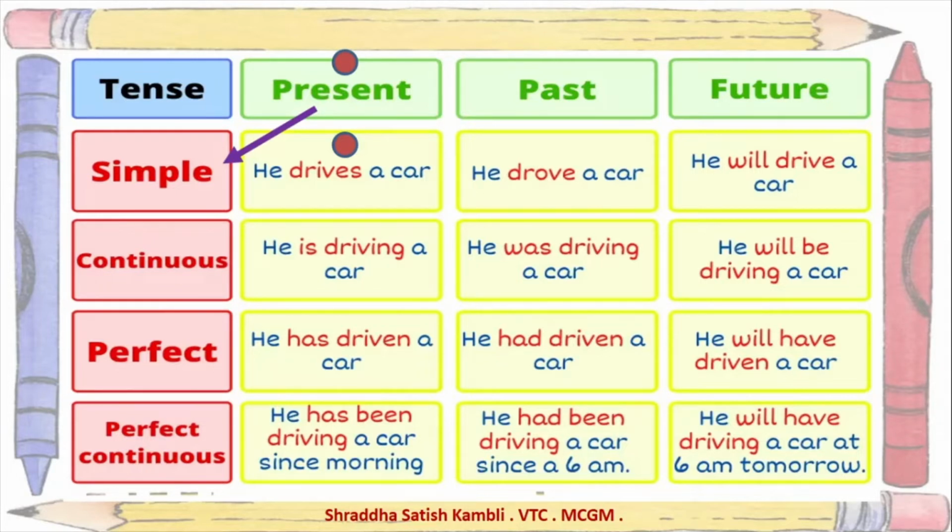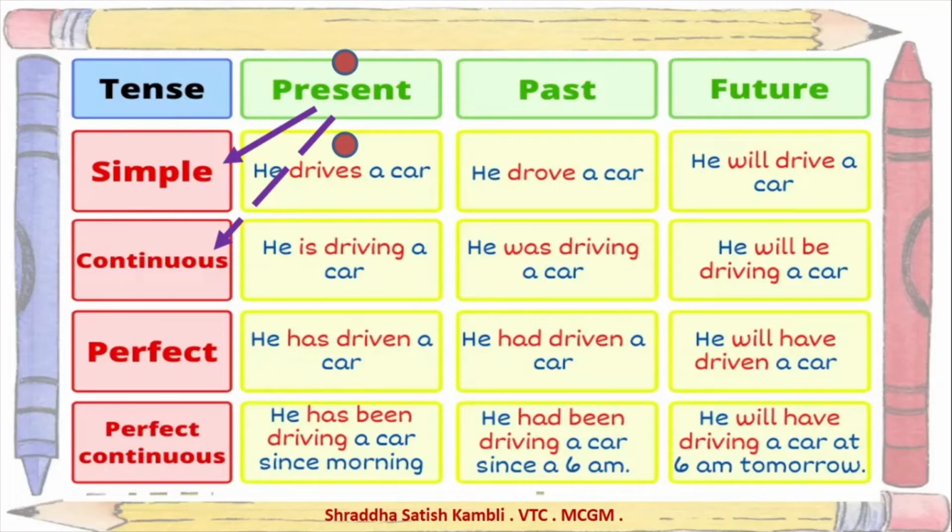Okay, so simple present tense is usually used for making a statement, or for establishing a universal truth. Then we come to the next aspect of the present tense, and that is the present continuous tense. It is in the present, of course, but it is a continuing action.